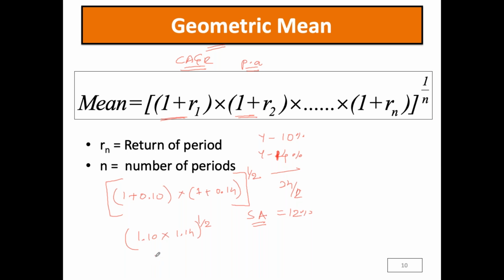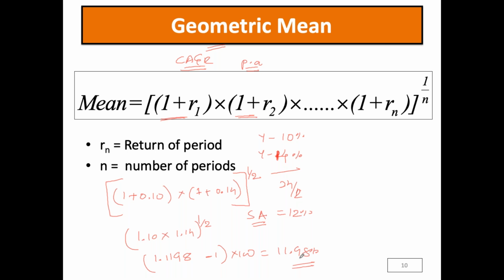The value is 1.1198, correct, after taking the square root. And finally, because I've added 1, I have to subtract 1 and multiply by 100. So that is 11.98%. That is the geometric mean.